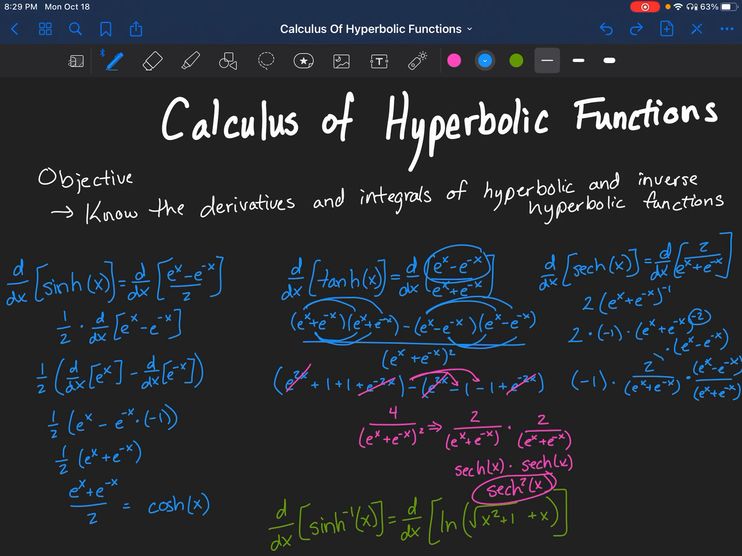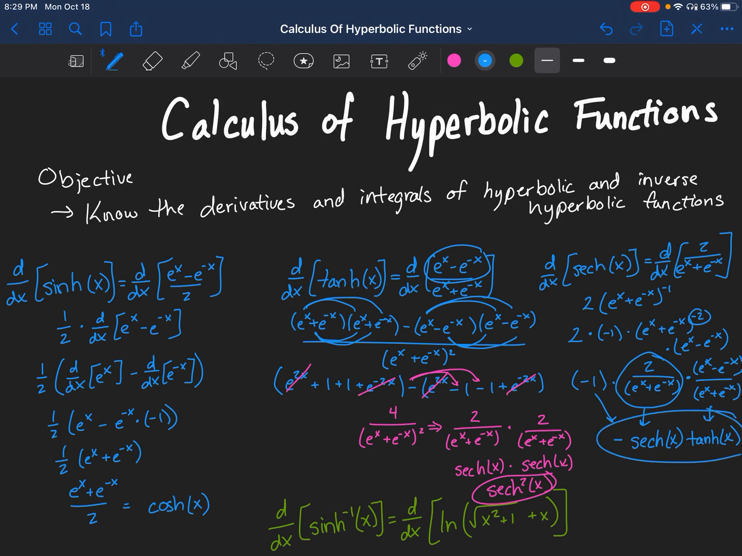Now, this 2 over e to the x plus e to the negative x is, in fact, my hyperbolic secant function. And this e to the x minus e to the negative x divided by e to the x plus e to the negative x is, in fact, my hyperbolic tangent function. The only real thing that I have to remember is that that's going to be a negative.